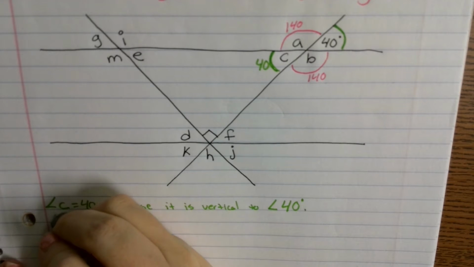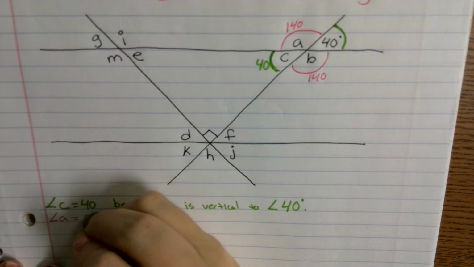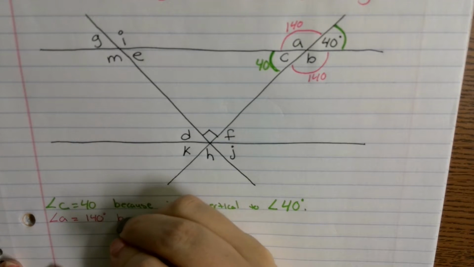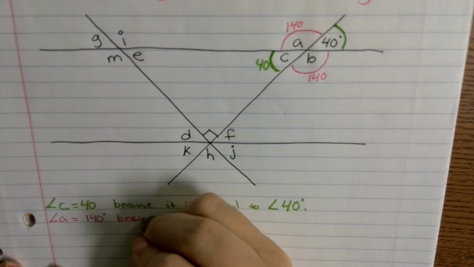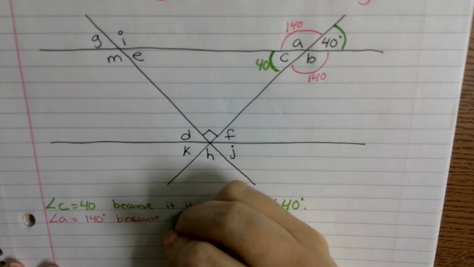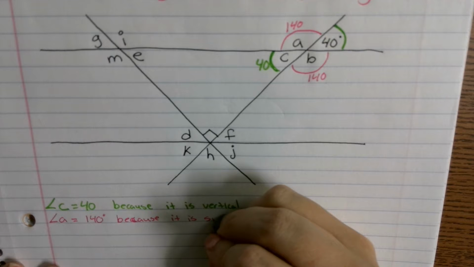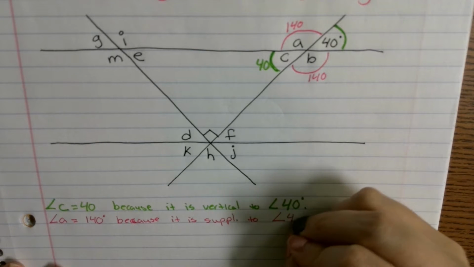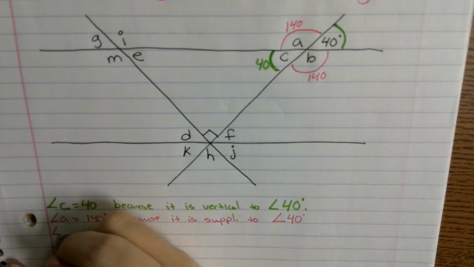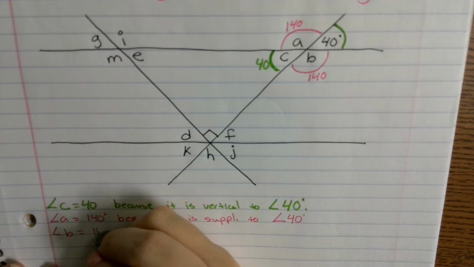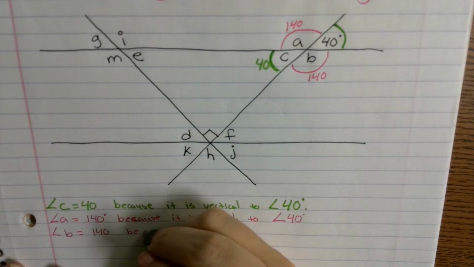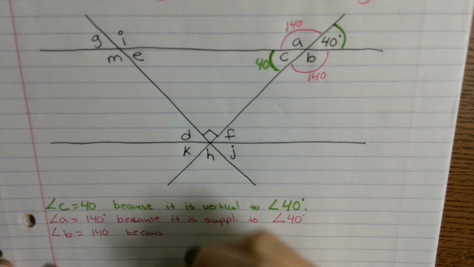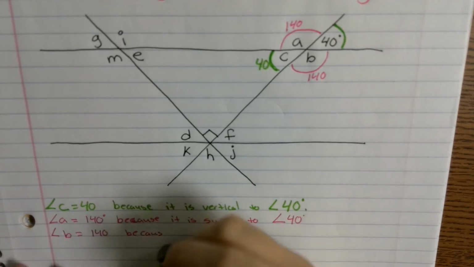Okay? Angle A is equal to 140 because it is supplementary to angle 40. And then angle B is equal to 140 because it's also supplementary. And because A and B are vertical.